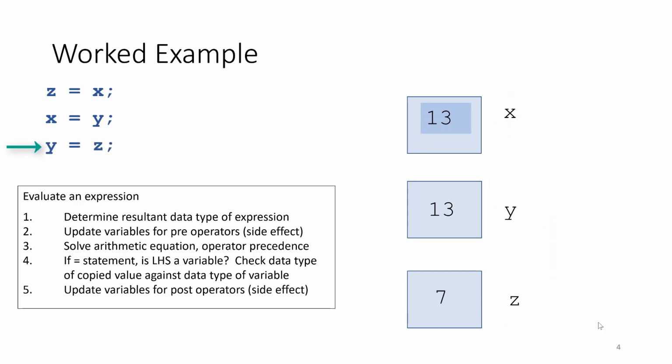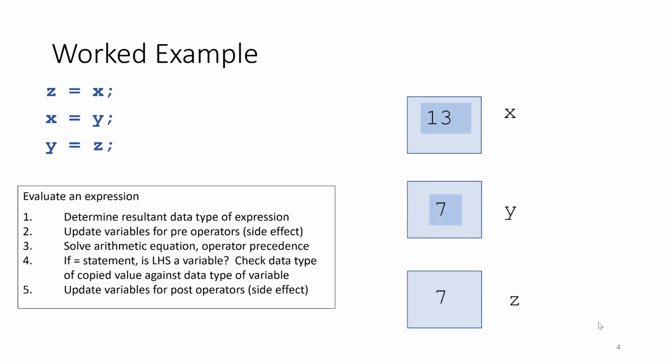The next statement is y is assigned the value of z. Again, they're all integers, so an int can be assigned to an int. We take the expression on the right-hand side, z, which currently has a value of 7, and copy it into the variable y. So 7 then is copied into the variable y.